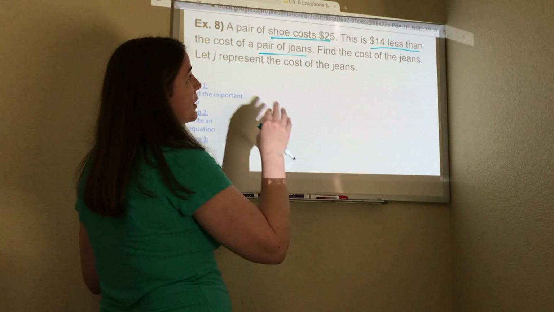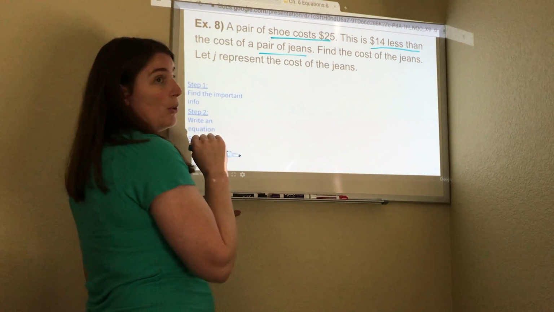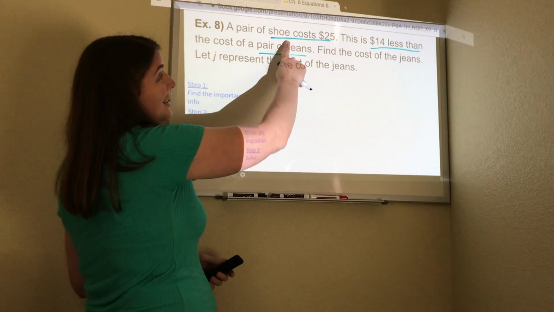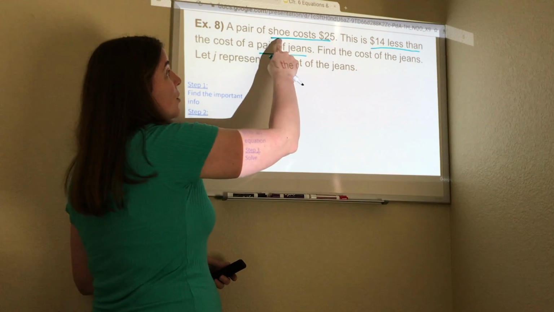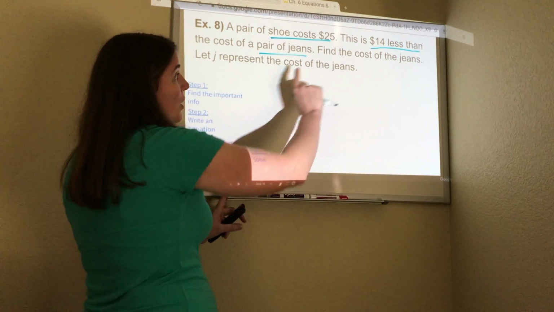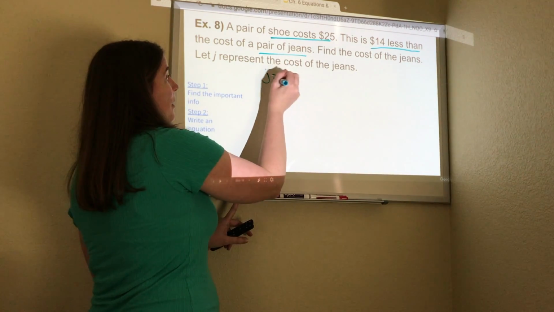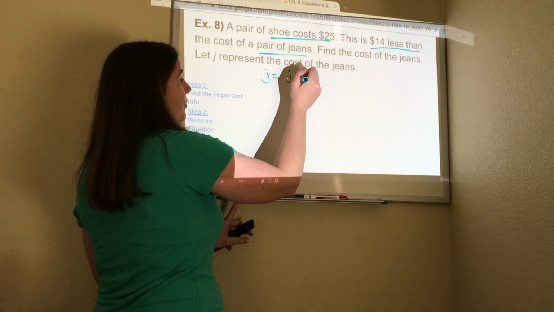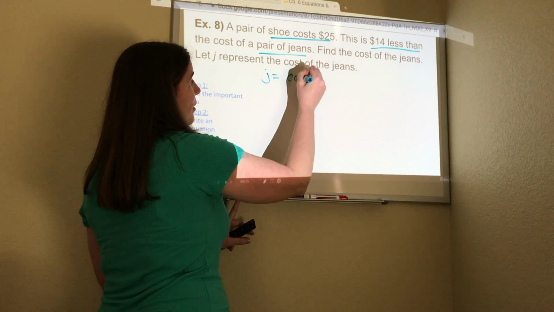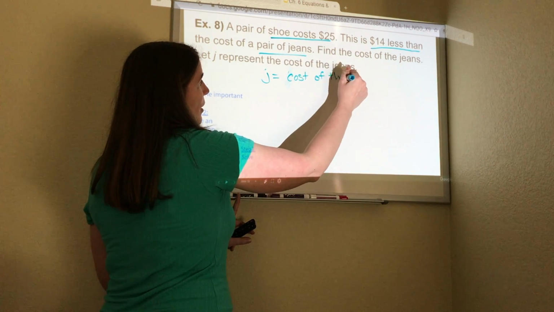Okay, so which one's more? The pair of jeans or the shoes? Well, this is 14 less than the jeans, so that means that the jeans are more expensive. So find the cost of the jeans. Let J represent the jeans cost. So J is the cost of the jeans.